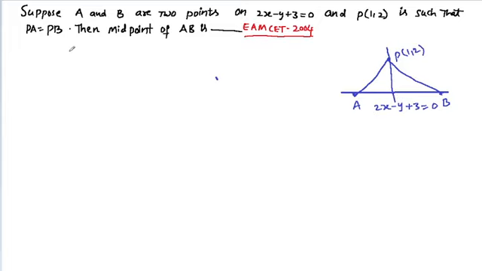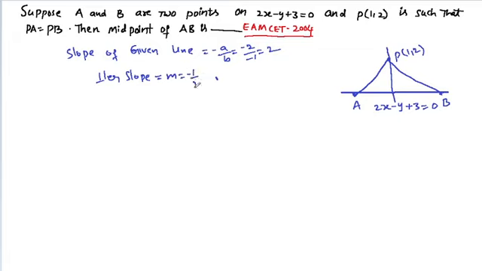So first we find the slope. Slope of the given line is minus a by b, that is minus 2 by minus 1 is equal to 2, and the perpendicular line slope is m is equal to minus 1 by 2. Here the slope is minus 1 by 2 and it passes through (1, 2).